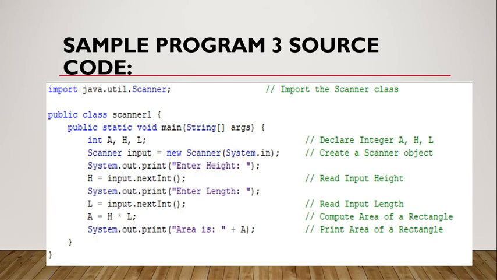Sample program 3 source code. Import java.util.Scanner, this will import the Scanner class. Public class Scanner1. Public static void main, String args. Int a, h, l, this will declare integer a, h, l. Scanner input equals new Scanner, System.in, this will create a Scanner object. System.out.print, "Enter height". H equals input.nextInt, this will read input height. System.out.print, "Enter length". L equals input.nextInt, this will read input length. A equals h times l, this will compute the area of a rectangle. System.out.print, "Area is" plus a, this will print the area of a rectangle.